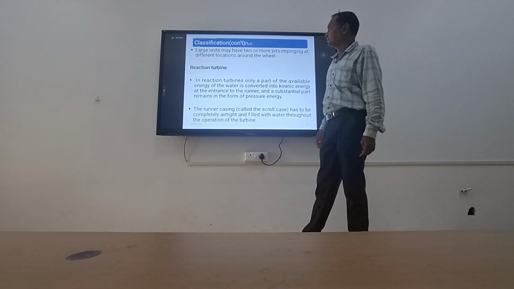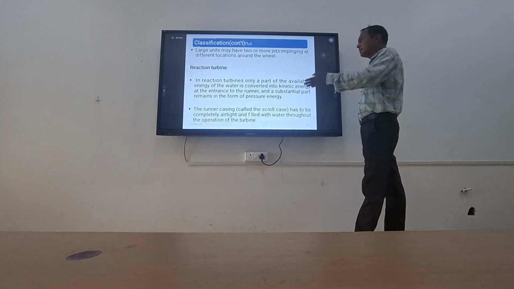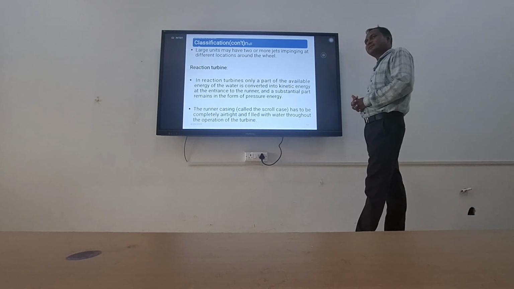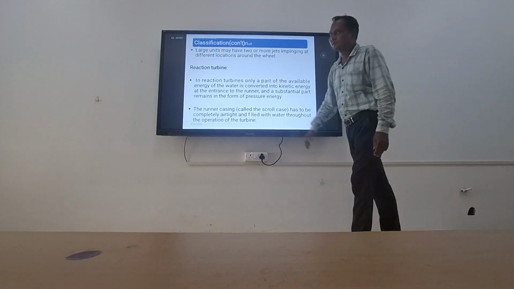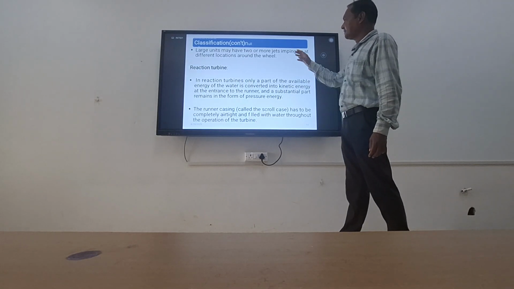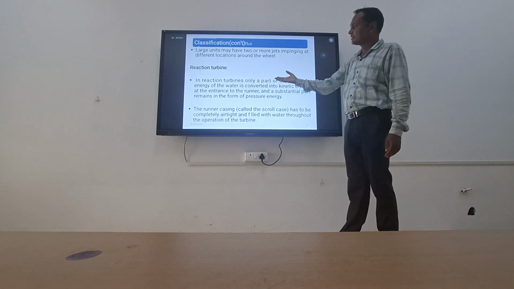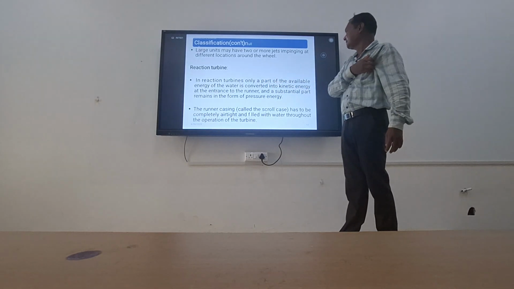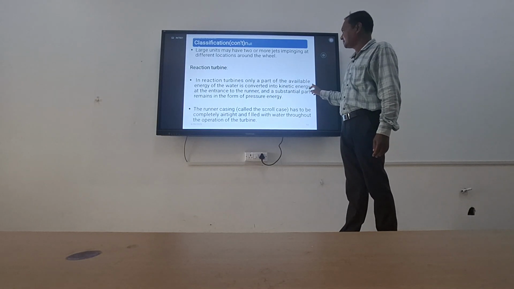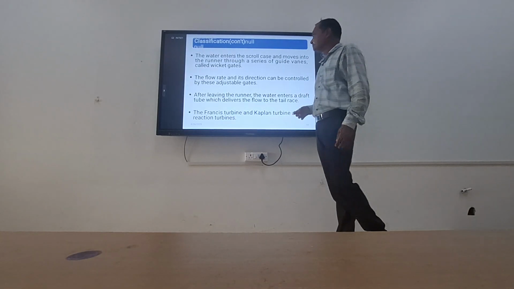Next is the reaction turbine. In a reaction turbine, both kinetic energy and pressure energy are available. In an impulse turbine, whatever energy is available from the water is pressure energy, but in a reaction turbine, kinetic energy and pressure energy are both part of the energy provided by the water.